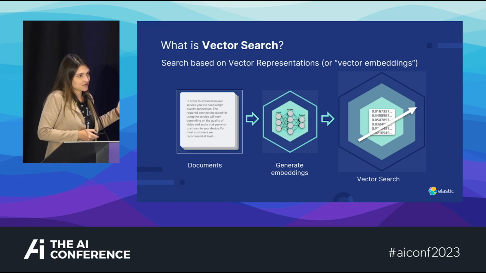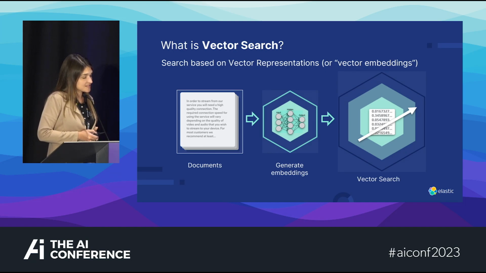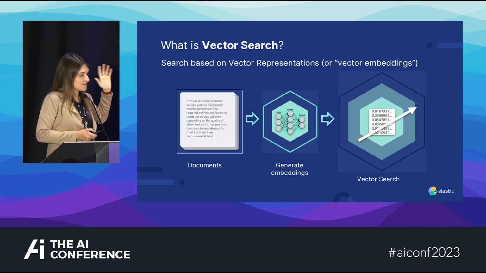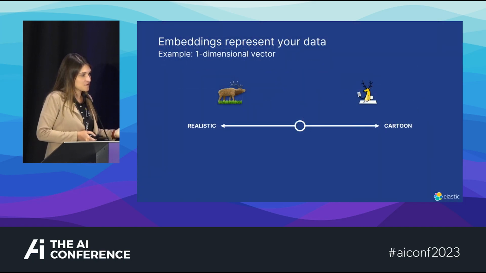What is vector search then, this thing that people are talking about all the time? So basically, it's search based on vector representations, the embeddings. This is a simple flow here. You have the documents, you generate the embeddings, in this case, a text embedding, but of course, it can be for other kinds of data, image, for example. And then you perform vector search to find the top k nearest neighbors. Let me explain how it works.